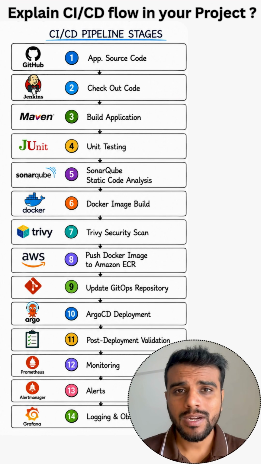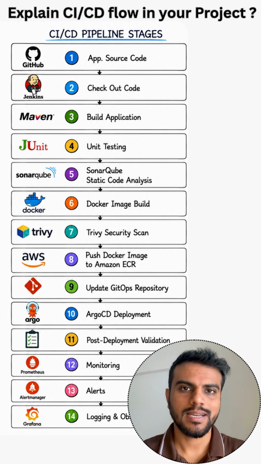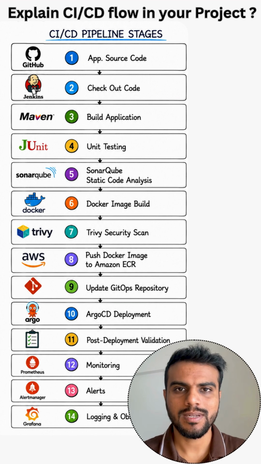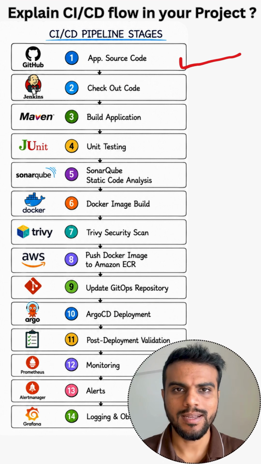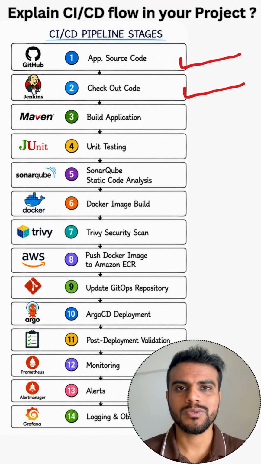A few days back, when I gave an interview, I was asked to explain the CI/CD pipeline of my current project, and this is how I explained it to them. The developers used to push their changes to the GitHub repository. That is where the actual source code was located, which was later integrated with a CI/CD tool called Jenkins. That is where the actual checkout of code used to happen.